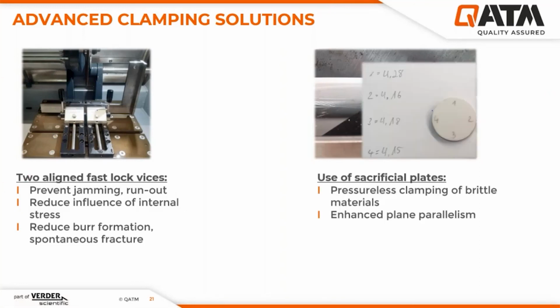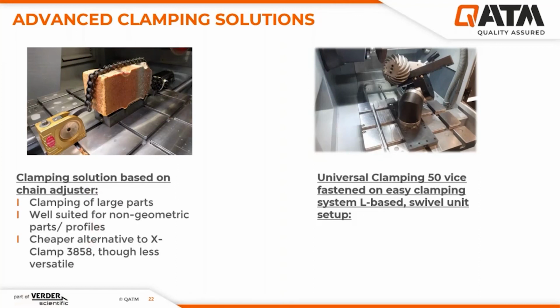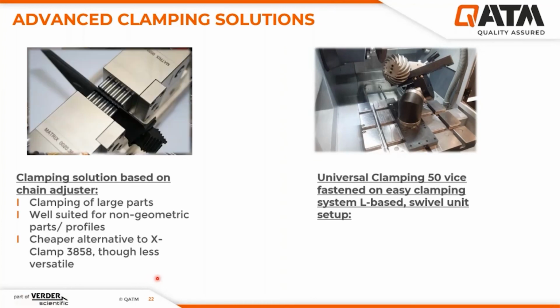And the reason for this mainly is that the pressureless clamping of a brittle material is the only way to ensure that no breakouts occur, which is not guaranteed, by the way. Also, the plane parallelism is quite strongly enhanced compared to a sacrificial plateless cutting of the same material, as you see here. A clamping solution based on a chain adjuster is also quite interesting for the clamping of large parts with non-geometric profiles like this brick. It's a cheap alternative to a matrix clamping device like the X-Clamp 3858, even though it's less versatile.